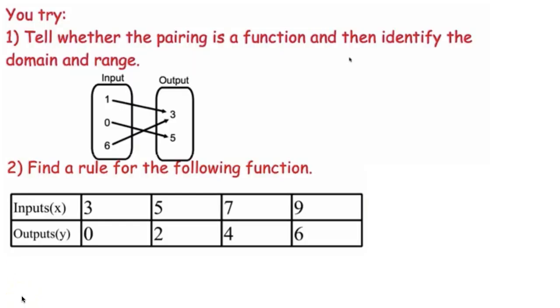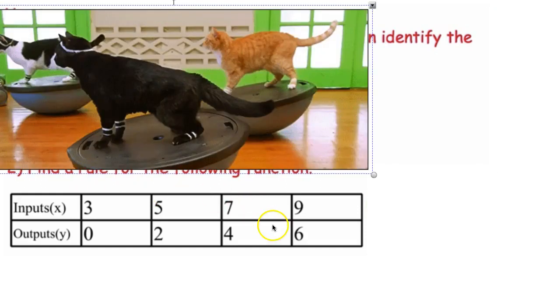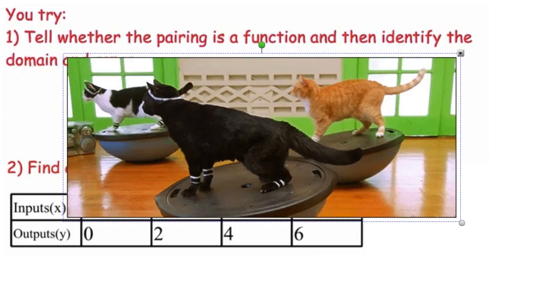So now I want you to try these two by yourself. The first one, tell whether the pairing is a function and then identify the domain and range. The next one, find a rule for the following function. Try them by yourself and then come back. And in the meantime, here's some cats on an exercise ball thing.